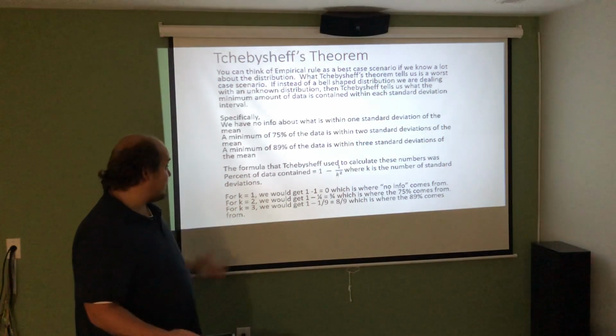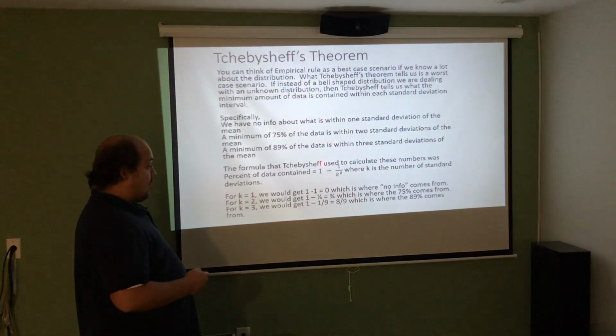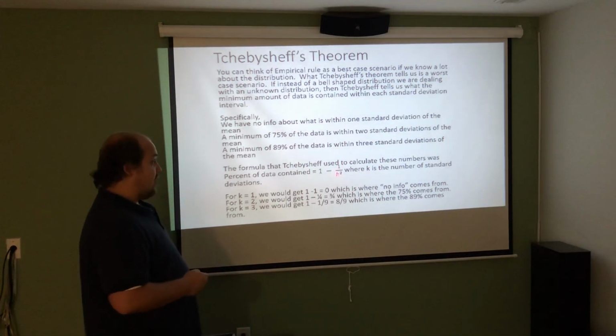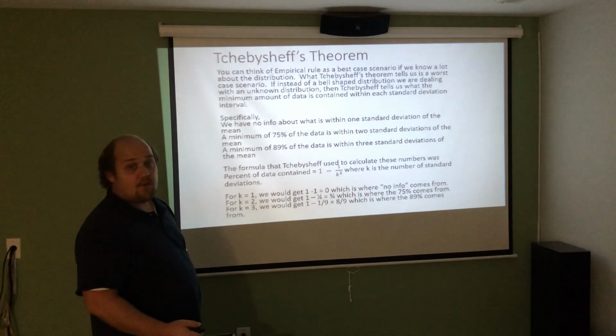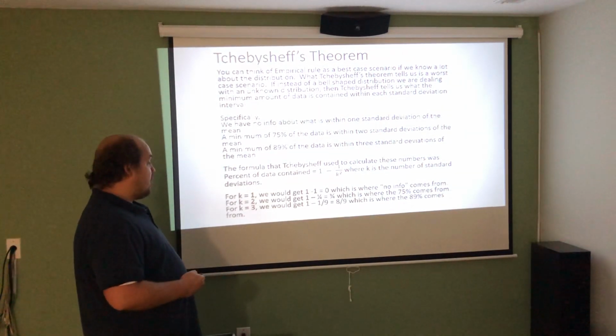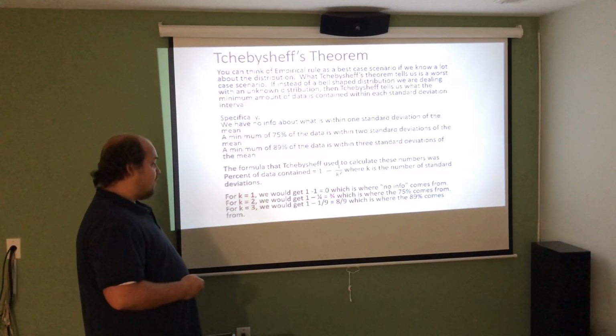That said, if you're interested in where it came from, Tchebysheff used this formula that said 1 minus 1 over k squared, where k is the number of standard deviations. So if I put in 1 here, I get 1 minus 1 over 1, which would just give me 0. That's why he gets no info for 1 standard deviation. If I put 2 into here, 1 over 2 squared would give me 1 over 4. 1 minus 1 over 4 is 3/4.